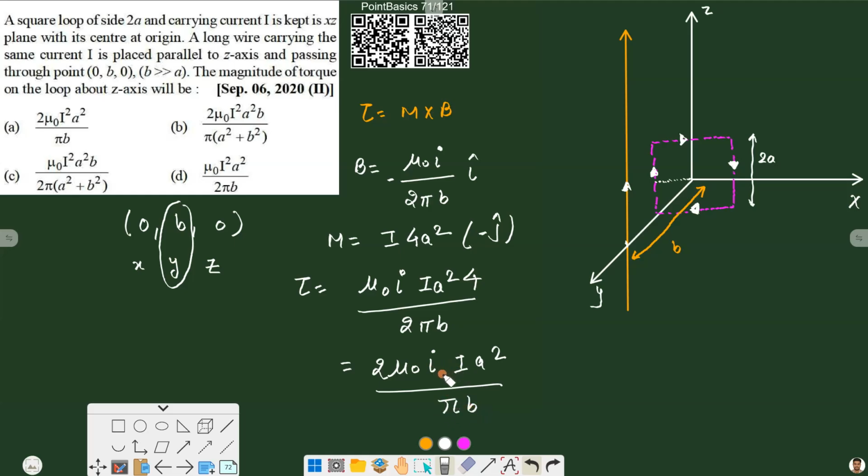Now both currents are equal, so it will be I squared, as the currents in the loop and in the wire are equal. So 2 mu naught I squared a squared by pi b. And if we match the answer, we have option A as the viable answer.